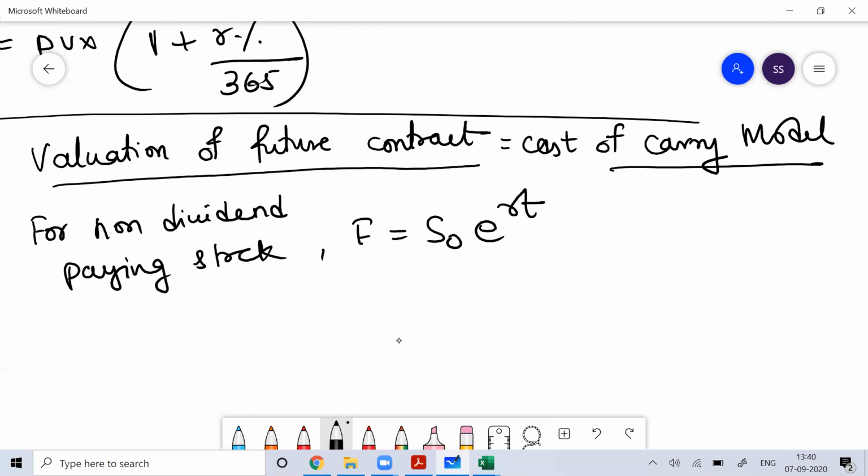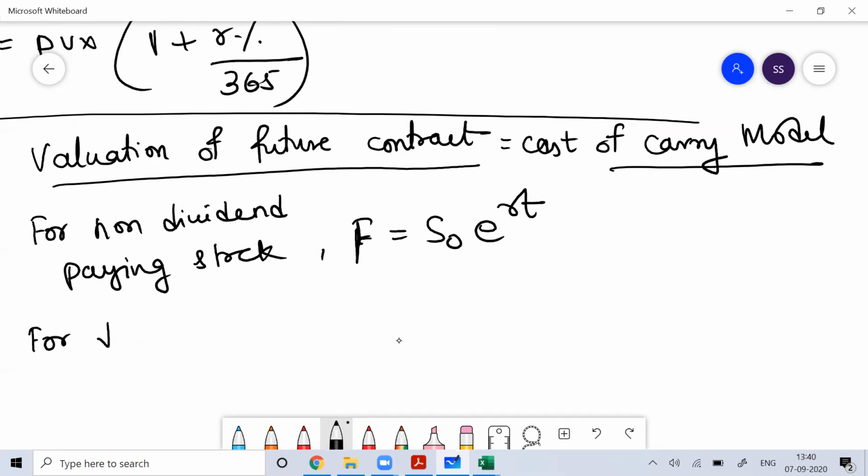By using this formula, what we are actually calculating is the cost. If you're calculating the cost, then a dividend is like an income for you. If you are getting a dividend, that is like an income for you, so that will reduce your cost. Okay, so that's why you need to understand.